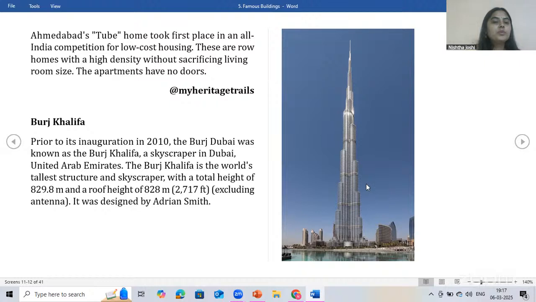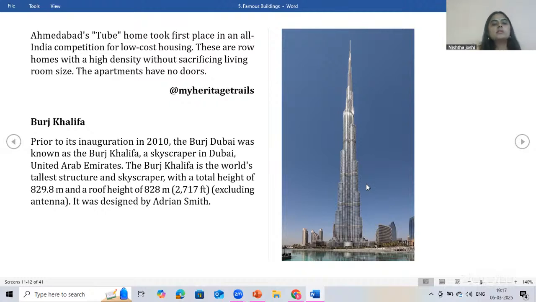And the competition was about low cost housing, how to create housing that is affordable for all strata of the society. So Ahmedabad's Tube Home took first place in an all India competition for low cost housing. These are row homes, meaning this is a series of homes, and they have high density, and without sacrificing any living room space, they have created tiny and affordable structures.